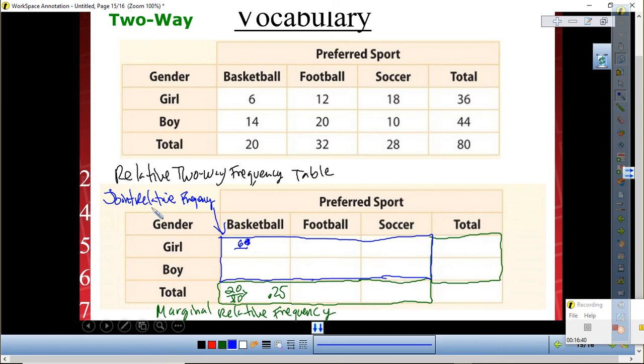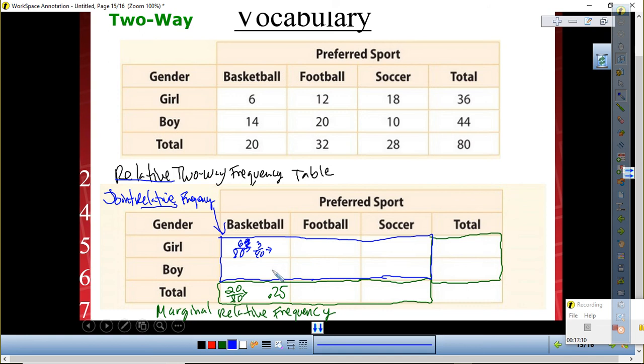once again, we're calling this what? Relative. What are we relating it to, everyone? The total. So therefore, six over what? 80. That is correct. Notice that on this one, I didn't shade the total total because we're relating everything to that. So therefore, this is 3 over 40 and whatever the decimal that is.